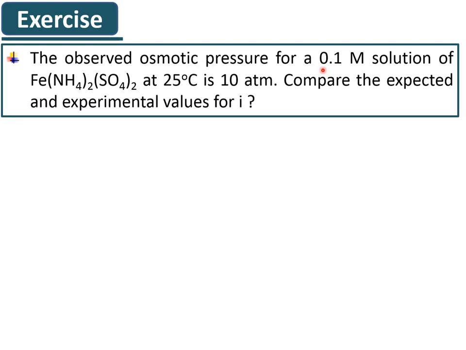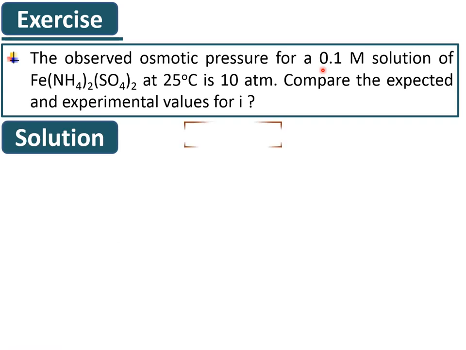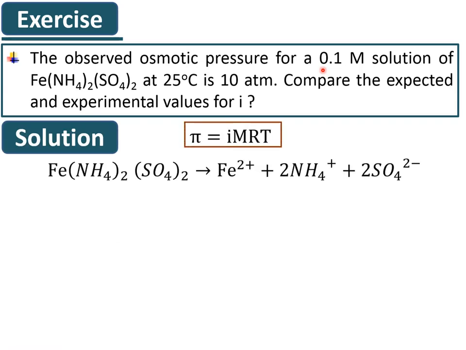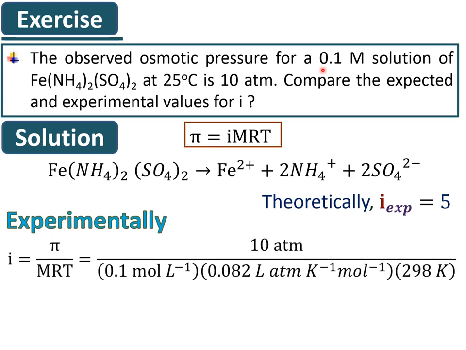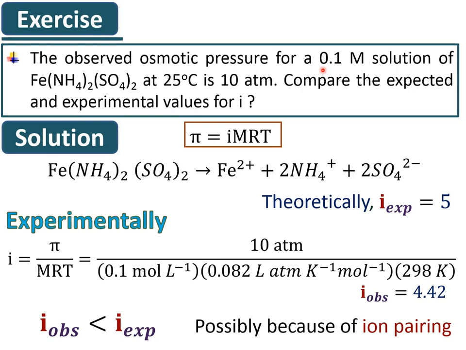Experimentally, in the question, he gave you the value of the osmotic pressure and also the molarity, and the temperature is given as well, 25 degrees Celsius. So we can calculate the value of i experimentally. So experimentally, i will equal 4.42. This is definitely less than the theoretical value, which indicates that possible ion pairing occurs in the salt.